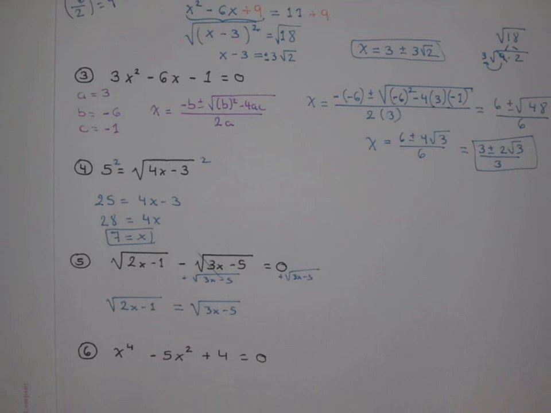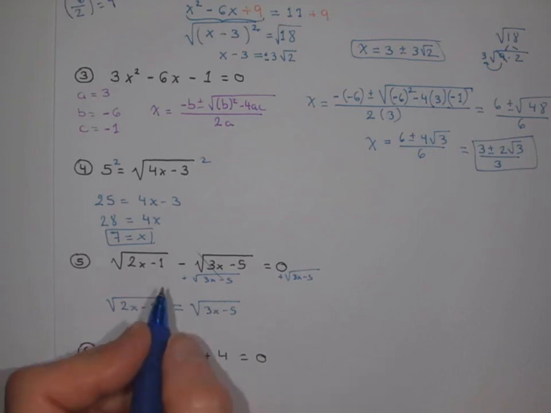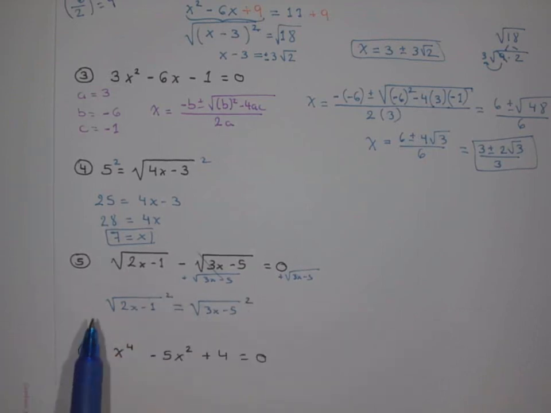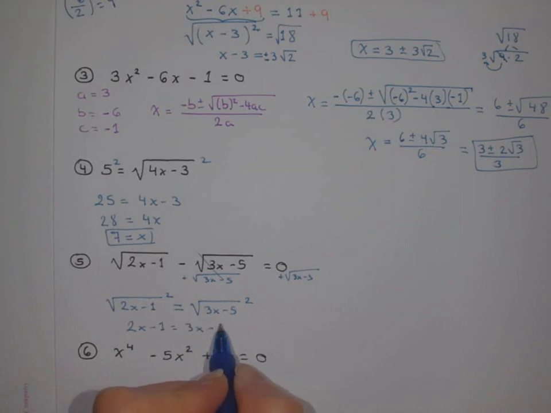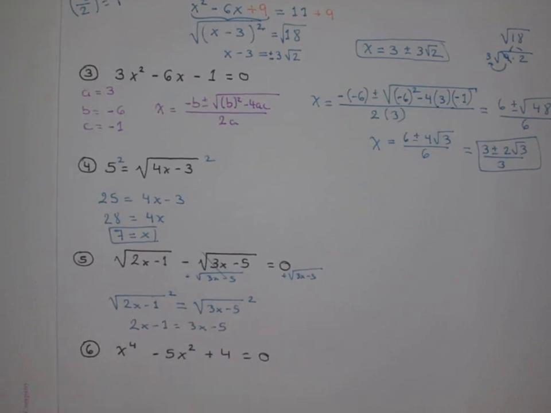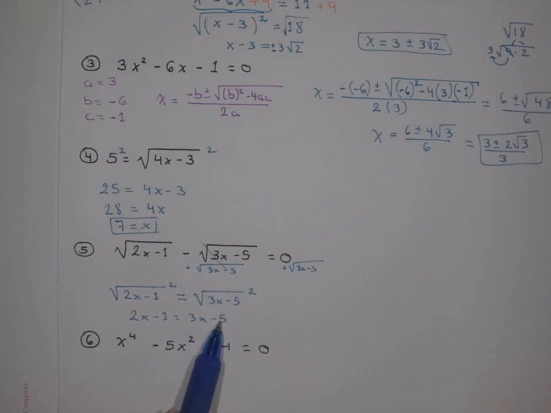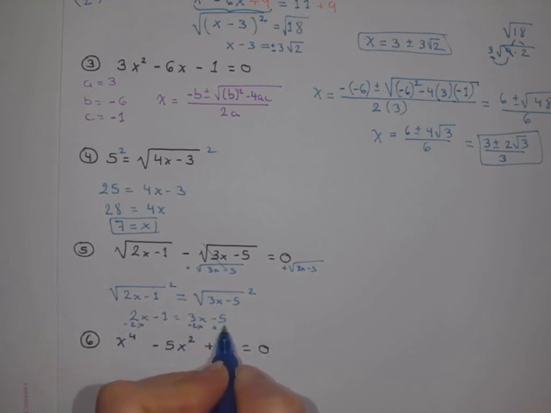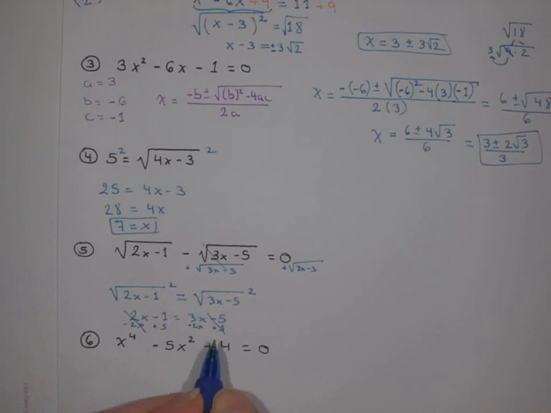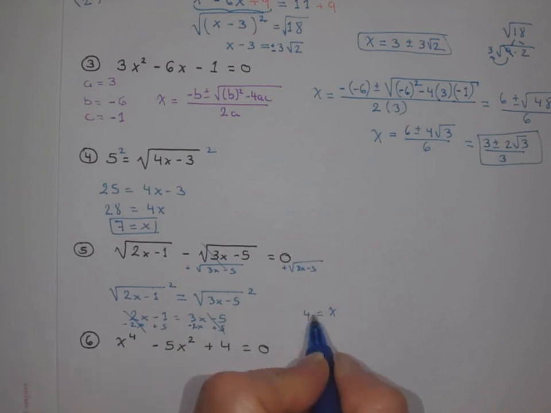And now I can say, oh, okay, I have a square root equal to a square root. I could square both sides. Those will be inverse operations of each other. So I'm left with 2x minus 1 is equal to 3x minus 5. And now it's just a linear equation, right? So we're going to subtract 2x and add 5. So subtracting 2x from both sides and adding 5 to both sides. So 3 minus 2 is 1, so we're left with 1x, and then negative 1 plus 5 will be 4, so x equals 4.